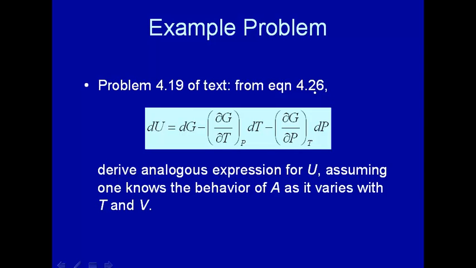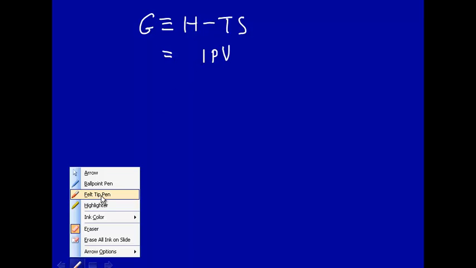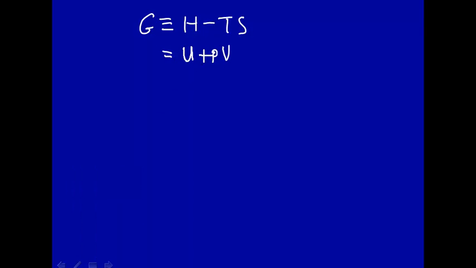This is equation 4.26 of Ball. Where did that come from? Well, if you follow along in Ball, but for those of you who don't have the Ball textbook, I'll just start here. You start with the definition of G. G is defined as H minus TS, and H is defined as U plus PV. So G is U plus PV minus TS.